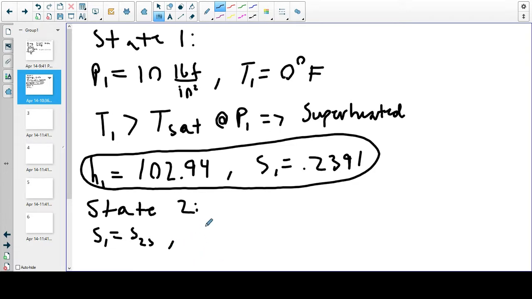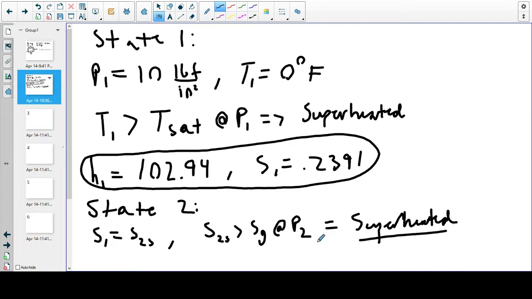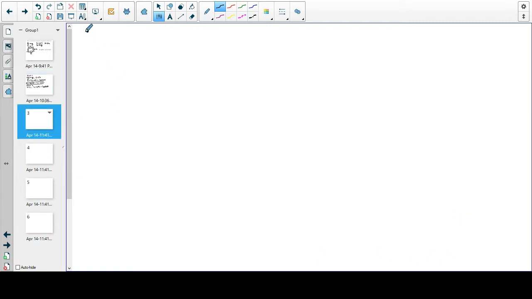For this one, there is a compressor efficiency. I just forgot to list it at the beginning, so that is why we're solving for state 2s. The compressor efficiency is 0.83, but that doesn't matter right now. We use the relationship S1 equals S2s for an isentropic compressor. Then we check where state 2s is on the chart, and you will find that it is superheated because S2s is greater than Sg at pressure 2, which is 180 psi.